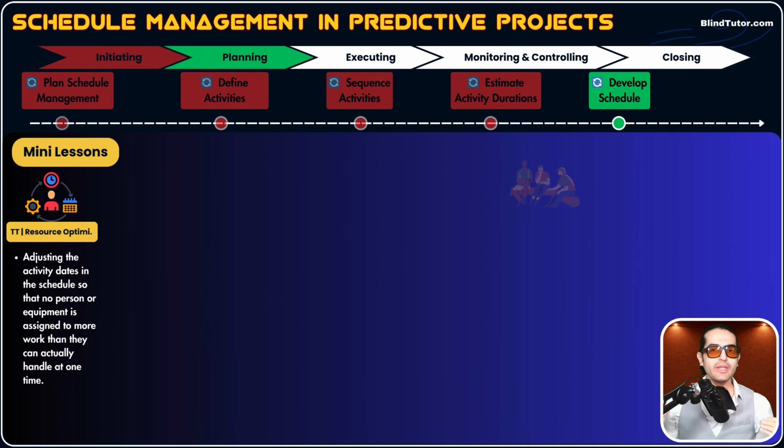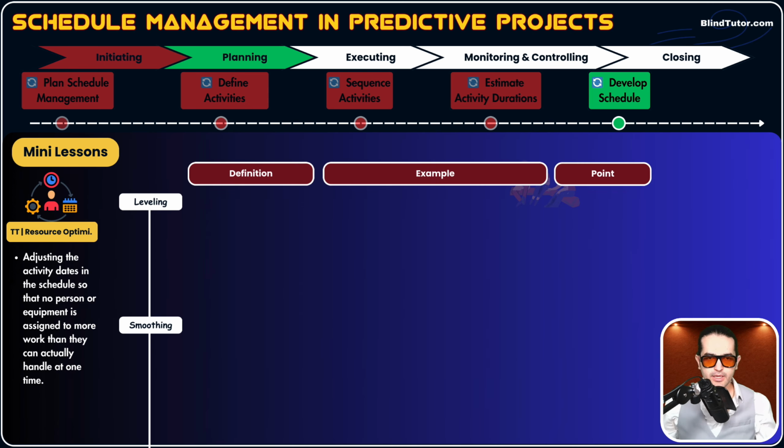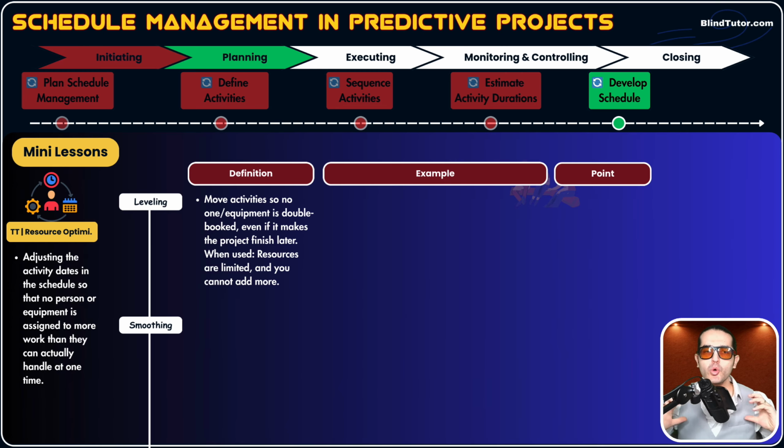Now, whenever we hit a constraint, a limitation, a resource problem, we apply resource optimization techniques. There are two sub-techniques: we have resource leveling, and we have resource smoothing. Let's start with resource leveling. In resource leveling, we move activities so no one or no equipment is double booked, even if it makes the project finish later. So when do we use this? When resources are limited and you cannot add more resources.